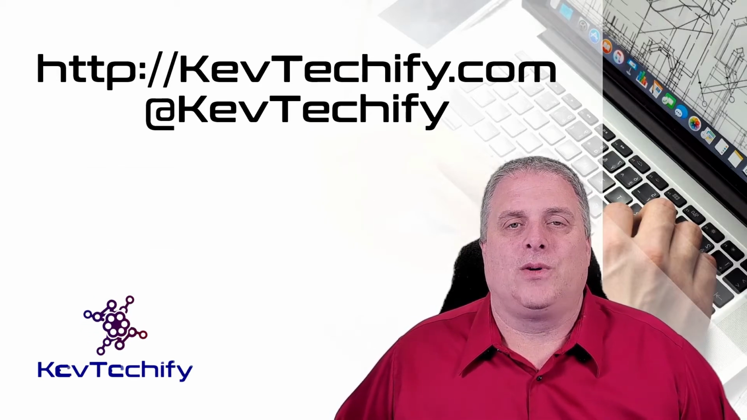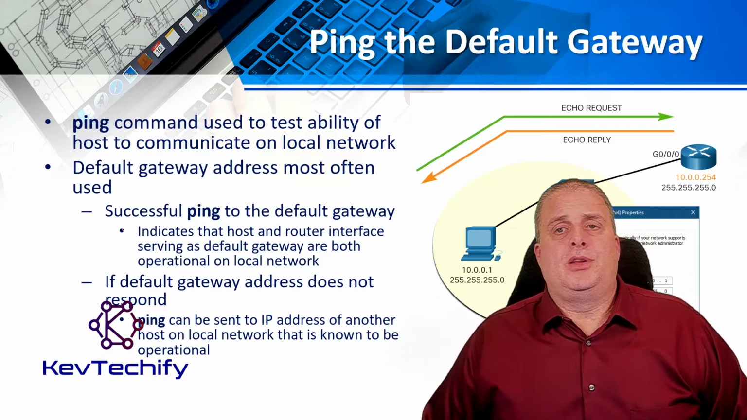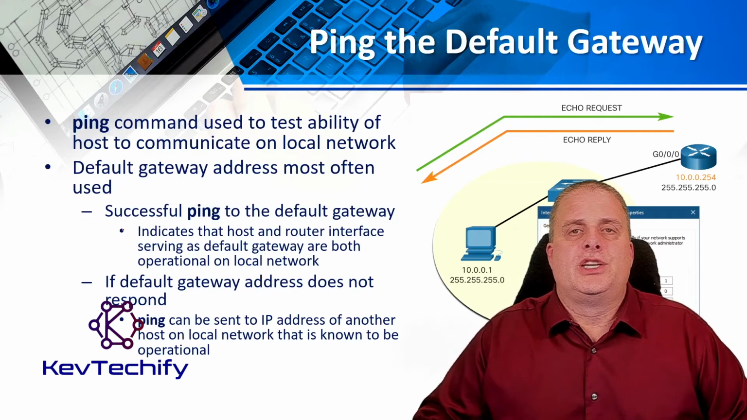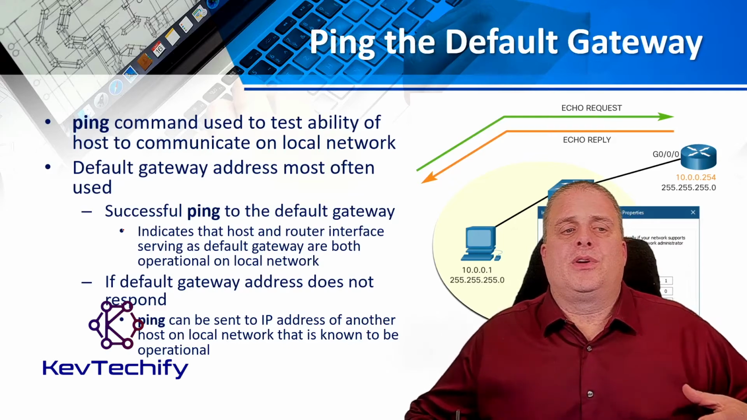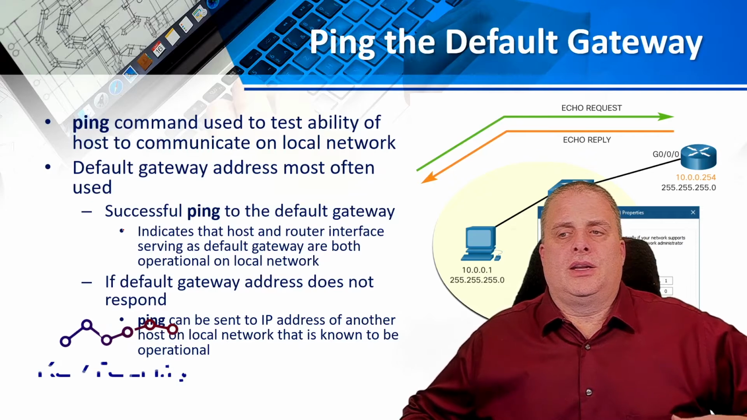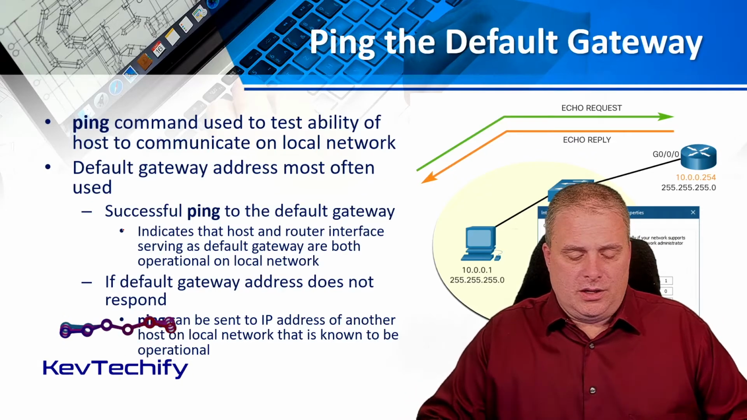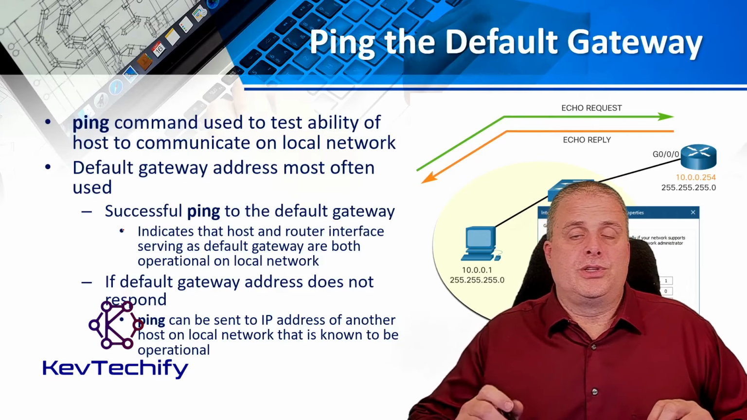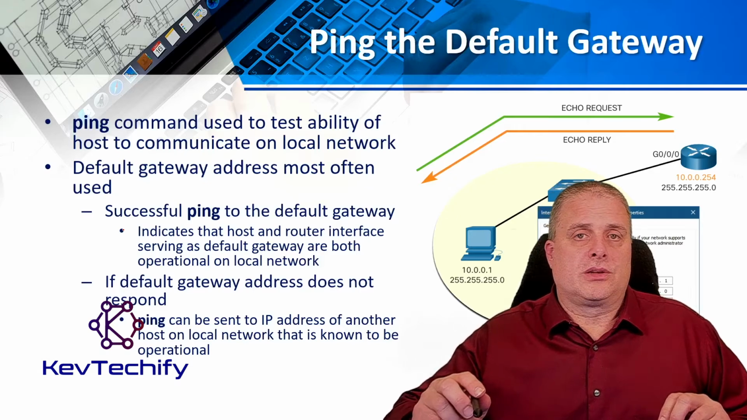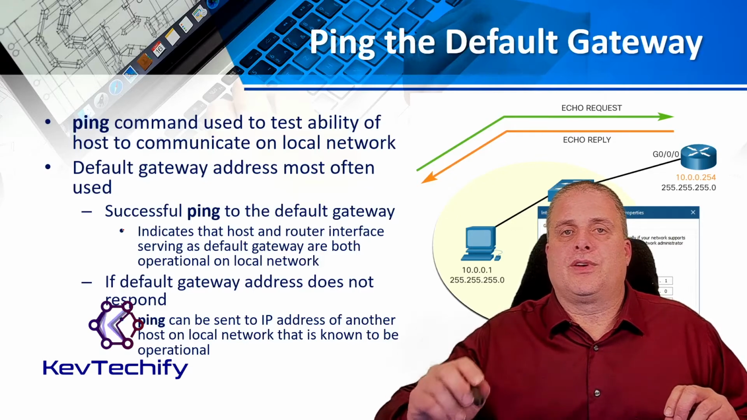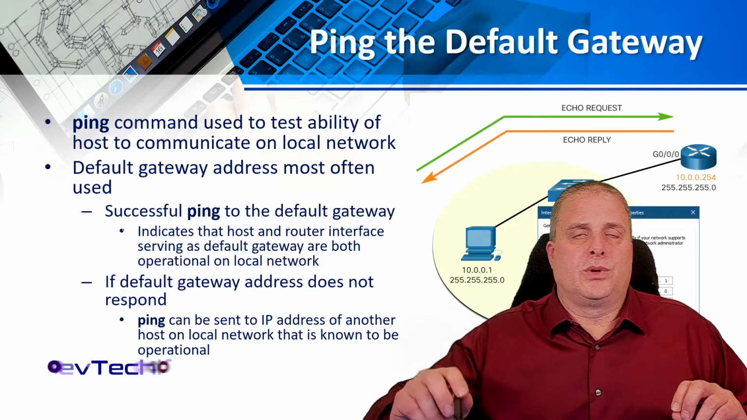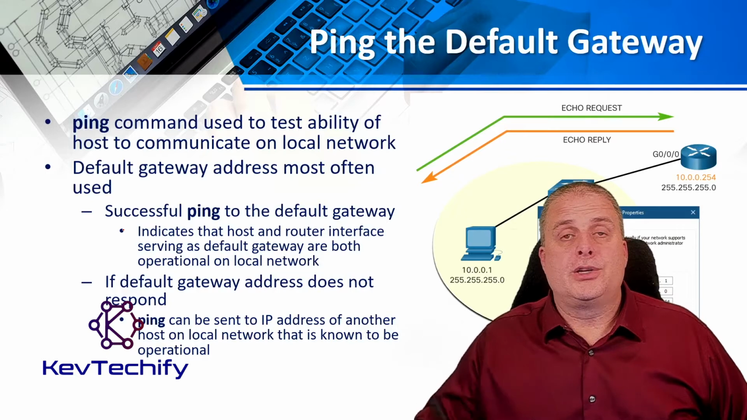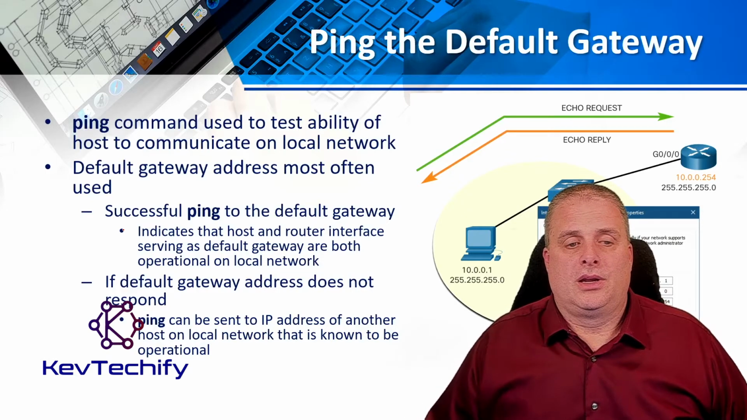Next step would be to ping your default gateway. Pinging your default gateway is probably one of the most common things to check your network connectivity. You ping the default gateway and it shows you that you have network connectivity, that you've configured your IP addresses right, you configured your default gateway right. Also, it shows you that your connection to the switch is fine. The connection from the switch to the router is fine. That you have the switch configured properly. You have the router configured properly. It shows that you have all of that configured properly.